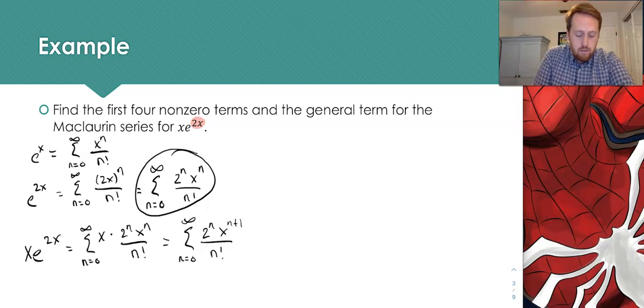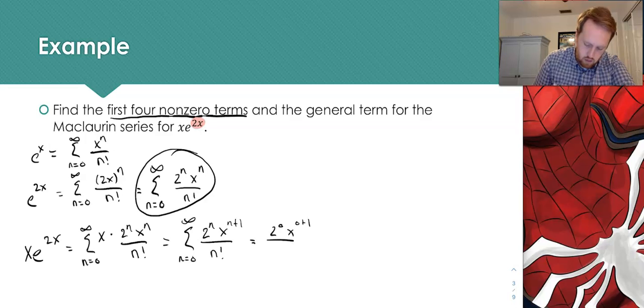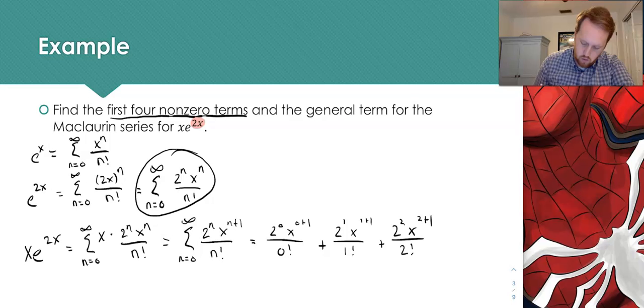Now it says also find the first 4 non-zero terms. So that means I need to generate terms. That doesn't mean you can't plug in n equals 0. It's just if you plug in and get 0, skip that one. So I'm starting at n equals 0. I'm going to plug in 0, 1, 2, 3 until I have 4 terms. So I have 2 to the 0, x to the 0 plus 1, 0 factorial. There's my first term. 2 to the 1, x to the 1 plus 1, 1 factorial. 2 squared, x to the 2 plus 1, 2 factorial.